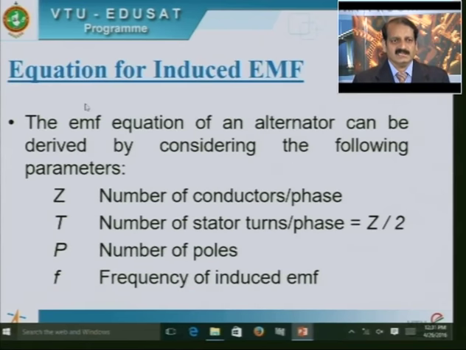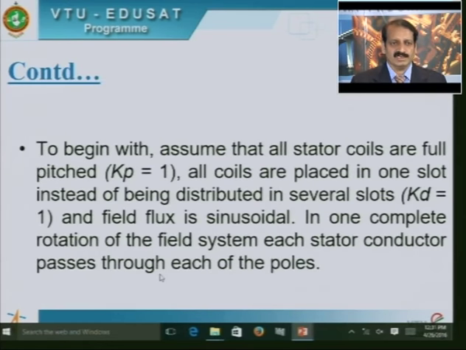So, let us consider the equation for induced EMF, or EMF equation. The EMF equation of an alternator can be derived by considering the following parameters. Let Z be the number of conductors per phase, and T the number of stator turns per phase, which is equal to Z by 2, because 2 conductors together constitute one turn. P is the number of poles, f is the frequency of the induced EMF.